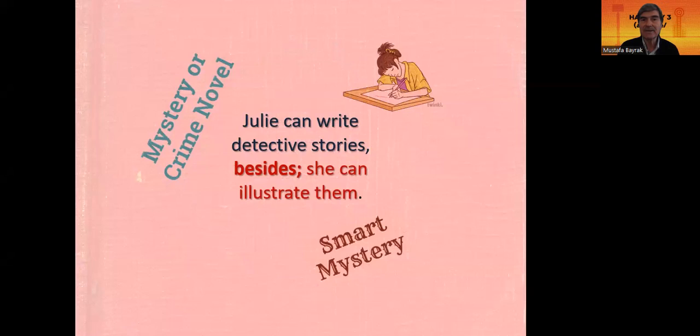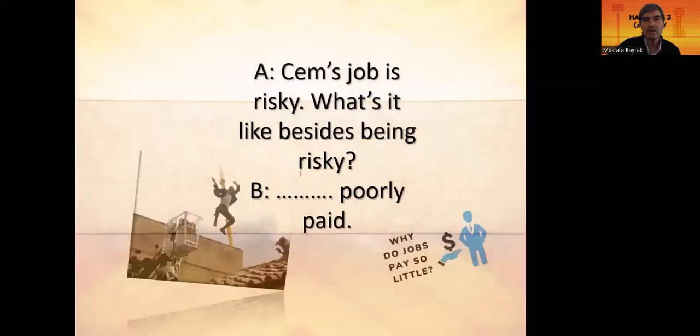Jude can write stories. Besides, yes, they also write it like this with a semicolon. Semicolon is this. Jude can write stories; besides, she can illustrate them.